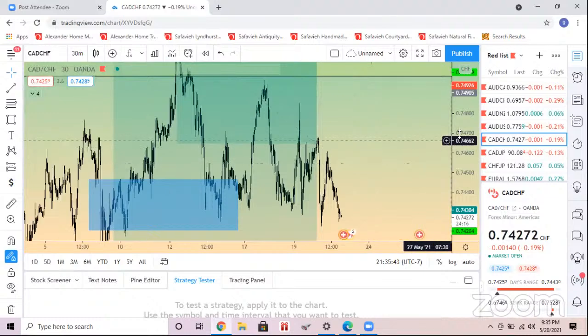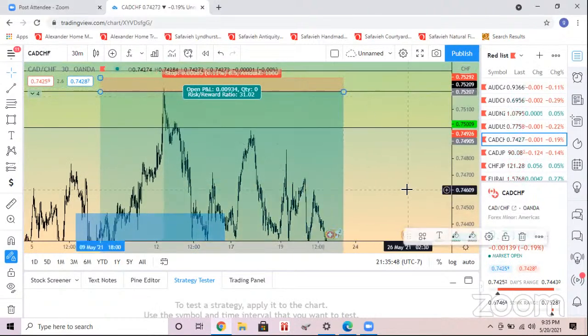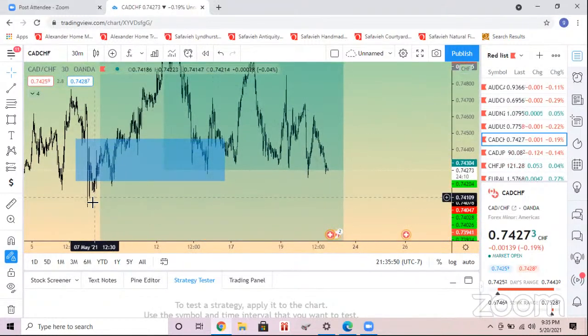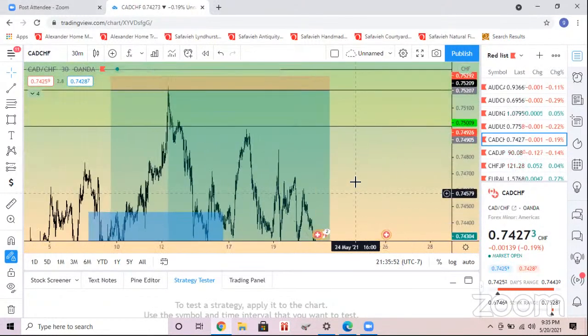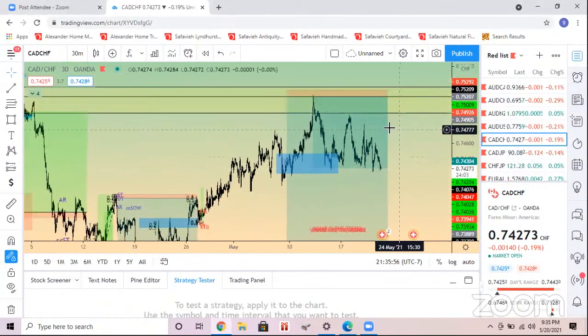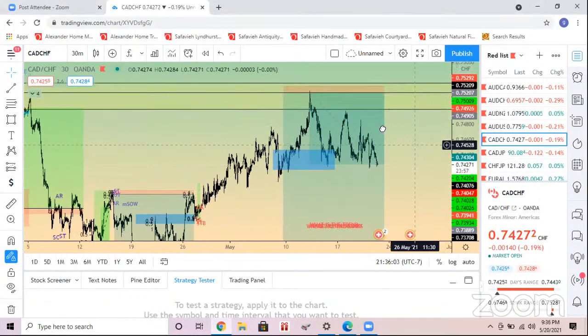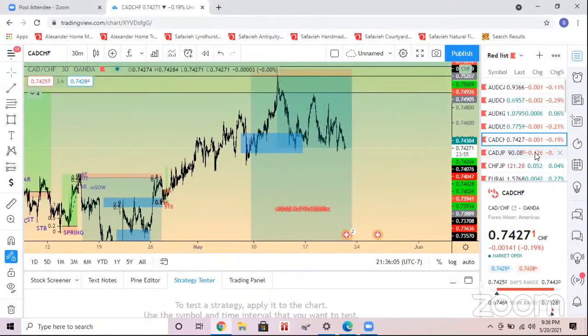So it didn't break structure yet. It still hasn't broken the structure. So I'm still not looking for a reentry on this, but let's see what happens. Could be getting a, I don't know. I really just want to see this little take off. So we'll see what happens.